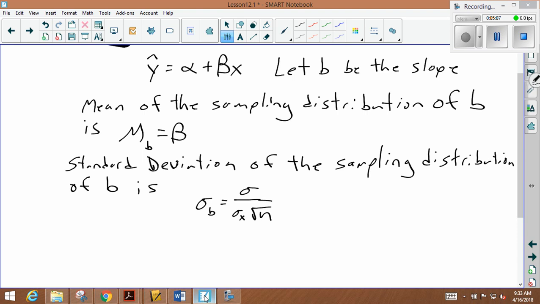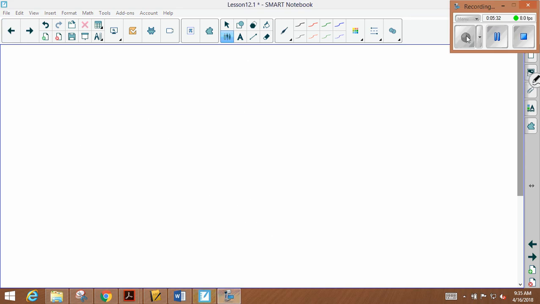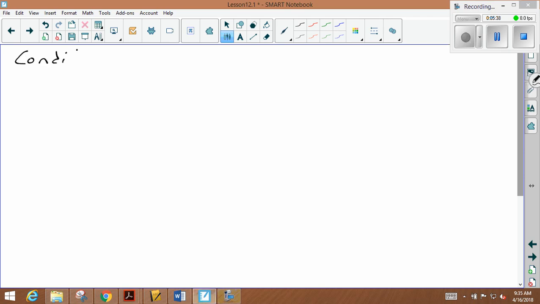So we can say that the sampling distribution is approximately normal if it meets the conditions for normality, right? And we're talking about normal. So if our x value is greater than 30, that counts, and so on. Moving on, let's talk about conditions for regression inference.